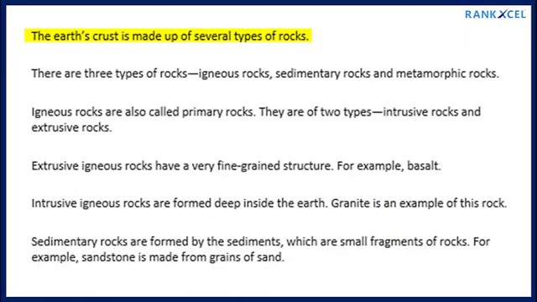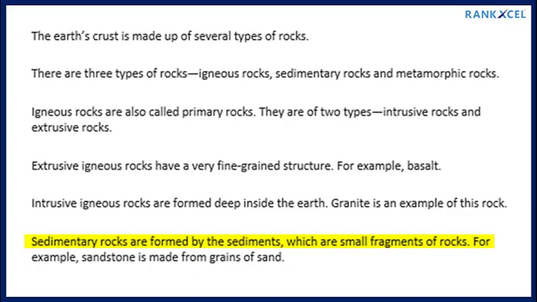The Earth's crust is made up of several types of rocks. There are three types of rocks: igneous rocks, sedimentary rocks and metamorphic rocks. Igneous rocks are also called primary rocks. They are of two types: intrusive rocks and extrusive rocks. Extrusive igneous rocks have a very fine-grained structure, for example, basalt. Intrusive igneous rocks are formed deep inside the Earth. Granite is an example of this rock.